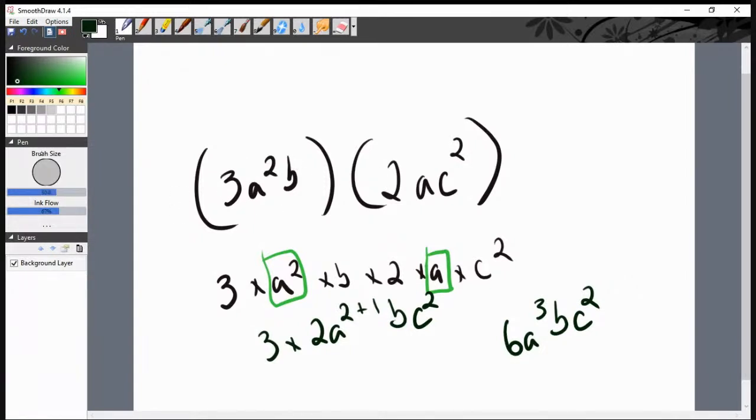for A. Remember that A has an understood exponent of 1, right? C has an exponent of 2. That's where you're getting the 2 here, the C to the second power. And you're essentially just rearranging things and adding like terms.